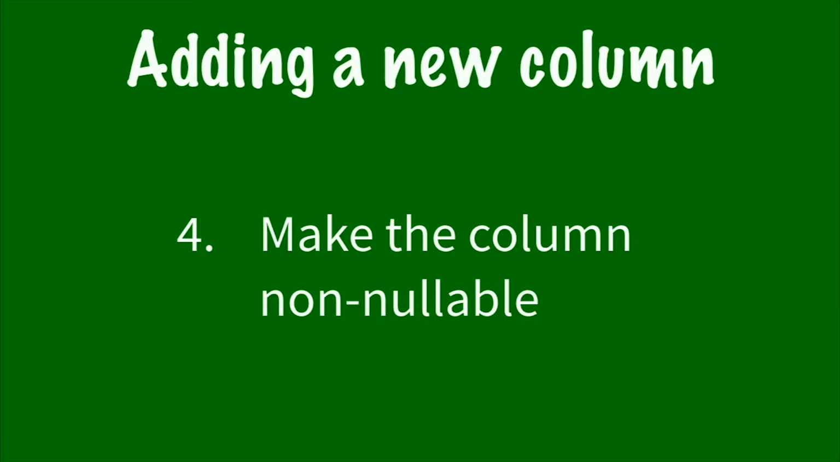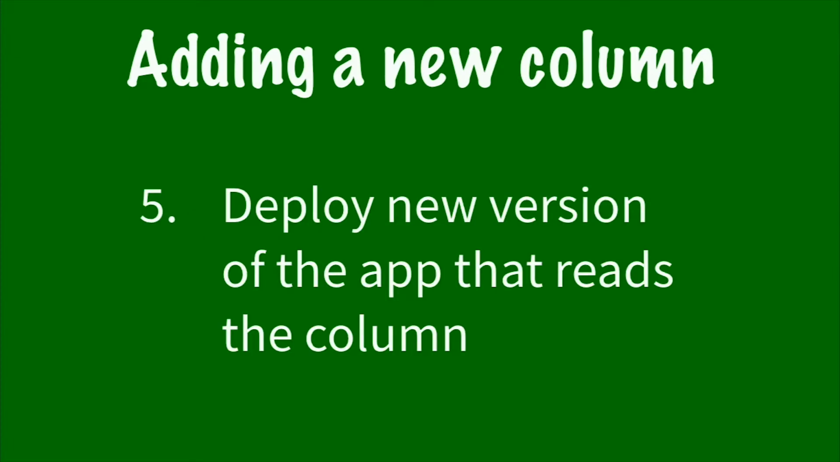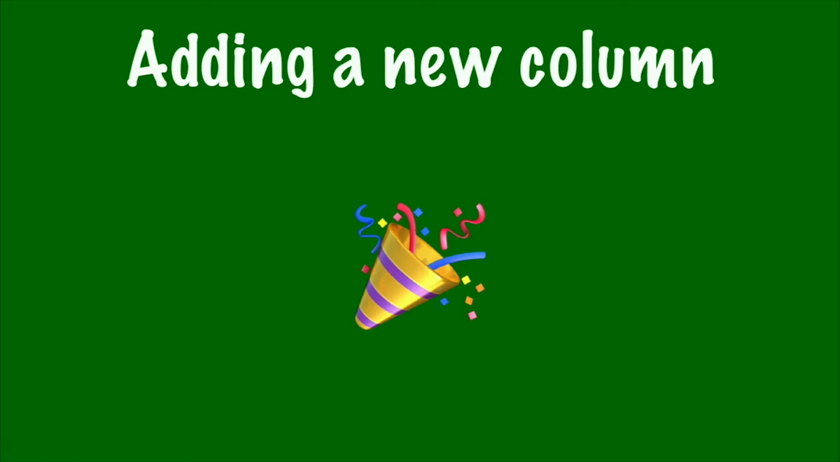Next, we can make the column non-nullable, and now all of the rows have the value filled, so we make it required. And next, we can deploy a new version of the application that reads the column. Okay, hooray, we are finished. So there's a little bit of a paradox. In order to have zero downtime migrations, we have to deploy more often.